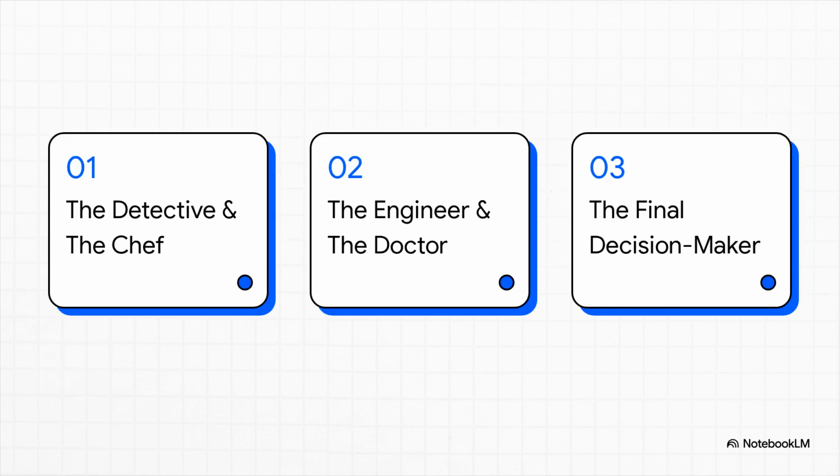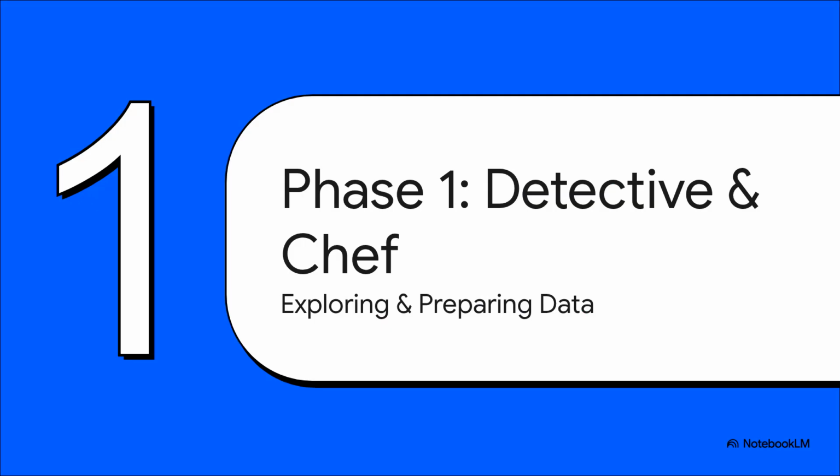First up, we're going to be the detective and the chef. That's all about the data. Then we'll switch hats and become the engineer and the doctor to build and diagnose our model. And to wrap it all up, we'll step into the role of the final decision maker to choose the absolute best path forward. Okay, let's kick things off with phase 1.